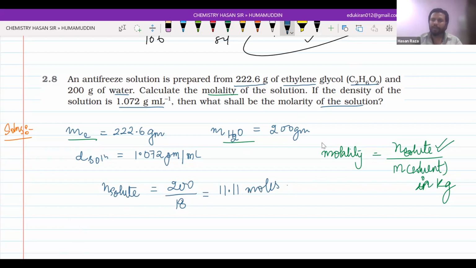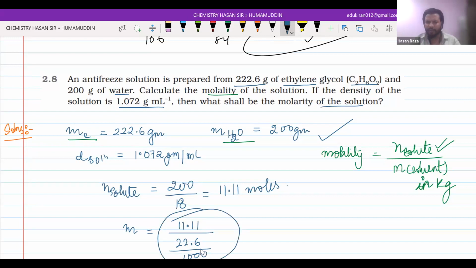Now you know that molality has this formula. So I'm going to apply number of moles of solute. You can see this will be 11.11 divided by mass of solvent, which is 222.6 divided by 1000. And if you are going to calculate it, this will be in kg. That's why I divided this 222.6 by 1000, because we need to keep the value of mass of solvent in kg, and you will get your molality. Is that clear, everyone? Yes.